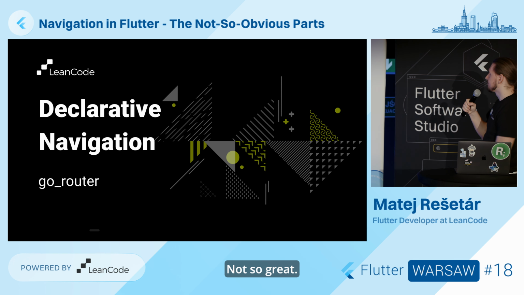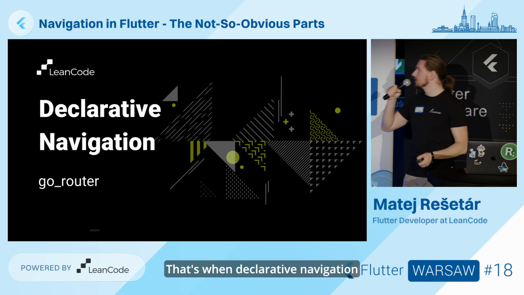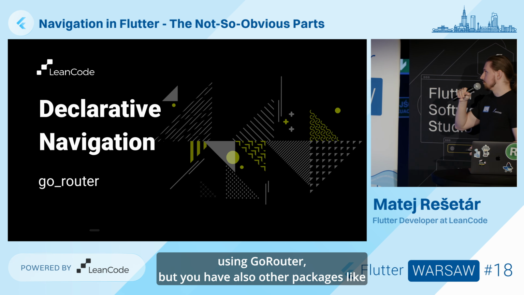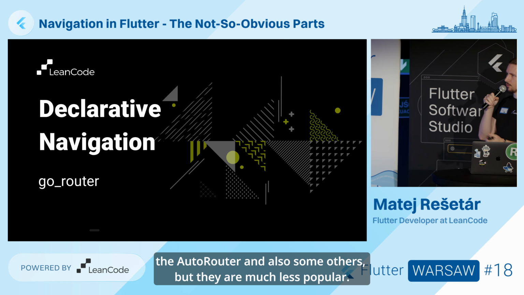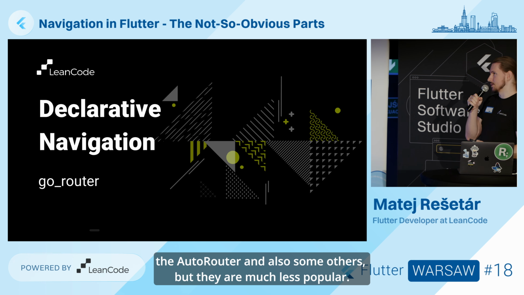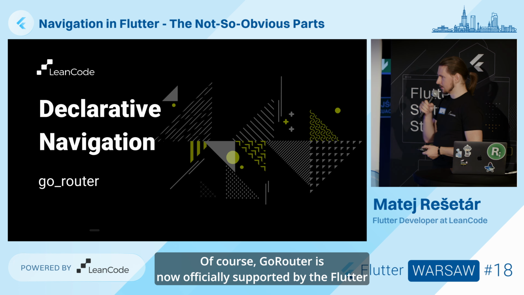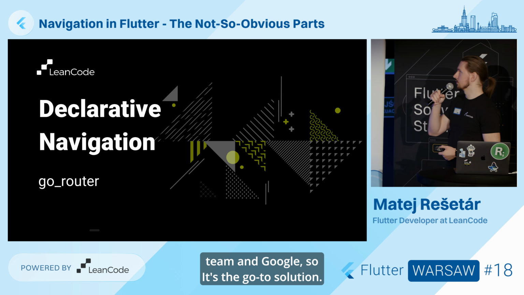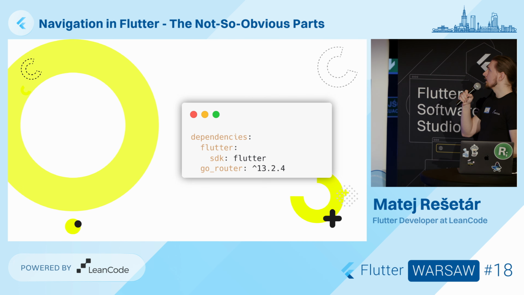Not so great. So that's when declarative navigation using GoRouter, but you also have other packages like AutoRoute and some others, but they are much less popular. And of course, GoRouter is now officially supported by the Flutter team and Google, so it's the go-to solution. So we're using GoRouter.